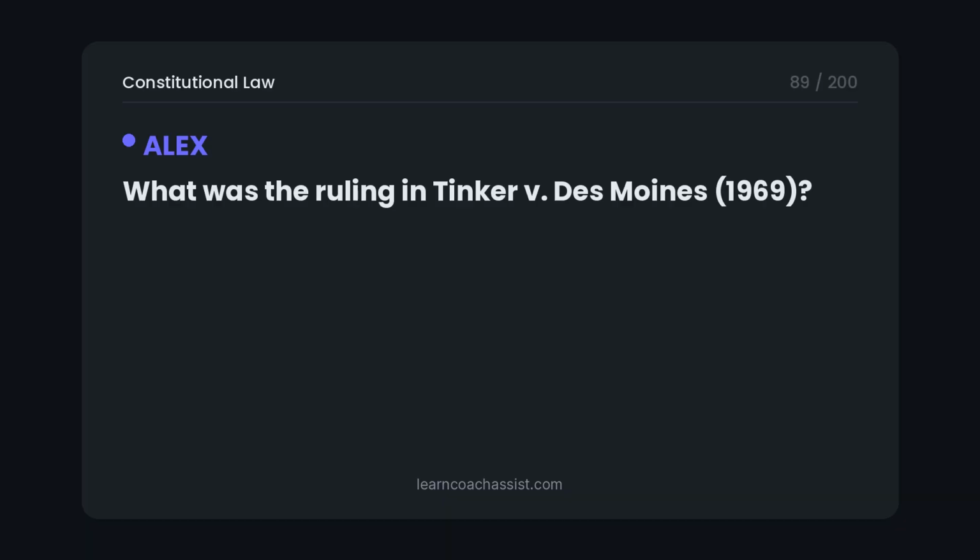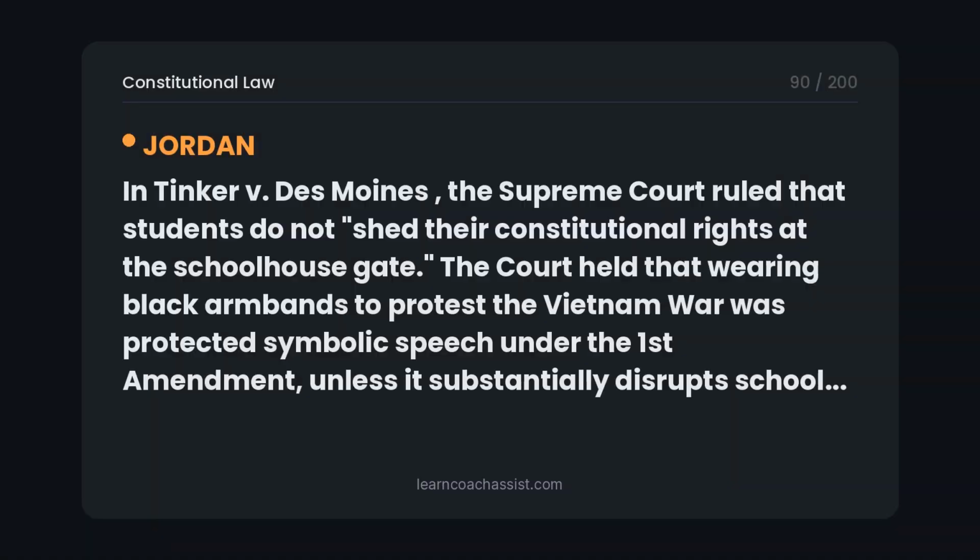What was the ruling in Tinker v. Des Moines, 1969? In Tinker v. Des Moines, the Supreme Court ruled that students do not shed their constitutional rights at the schoolhouse gate. The court held that wearing black armbands to protest the Vietnam War was protected symbolic speech under the First Amendment, unless it substantially disrupts school operations.